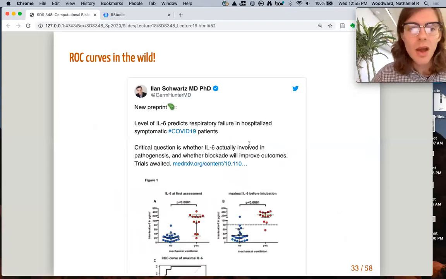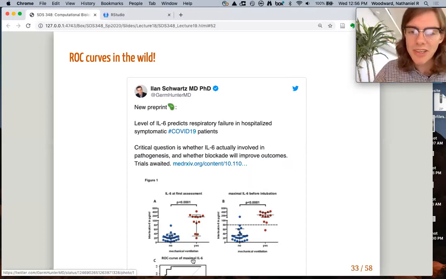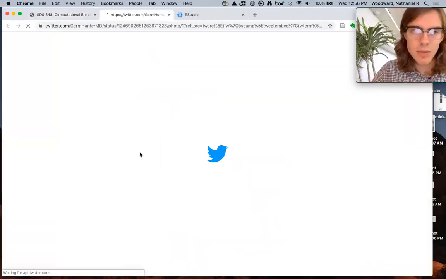Cool. Here's something really recent. You can imagine, with the coronavirus stuff happening, people are trying to predict, in this case, respiratory failure. So among coronavirus patients, can we predict respiratory failure? And this person's looking at a potential predictor of respiratory failure. Respiratory failure is binary, yes or no. You can see down here, it kind of gets cut off, there's an ROC curve here, and it looks pretty good. Let me click on it just so you can see it a bit better.